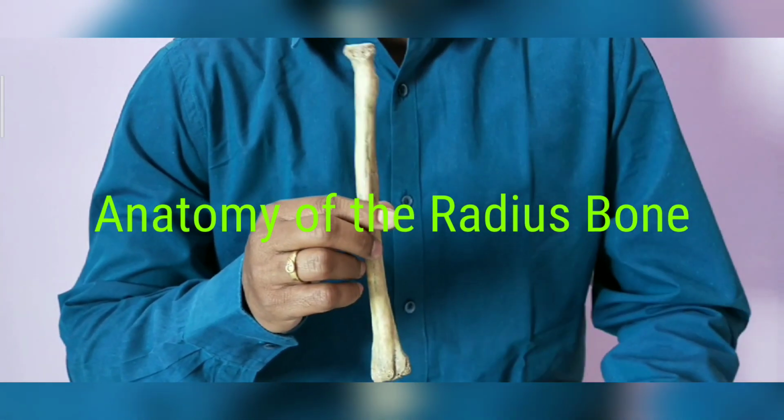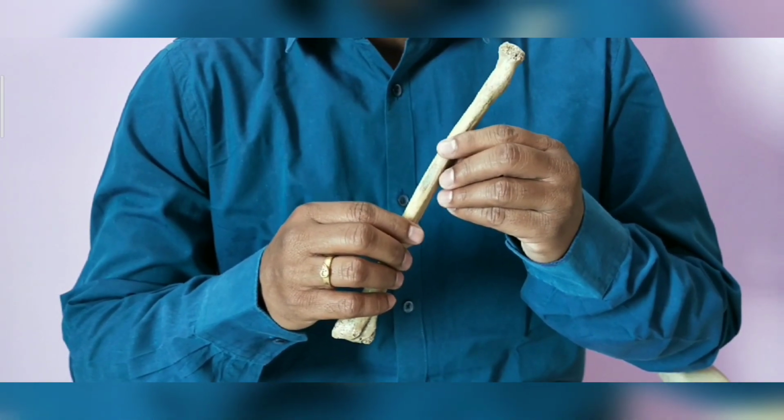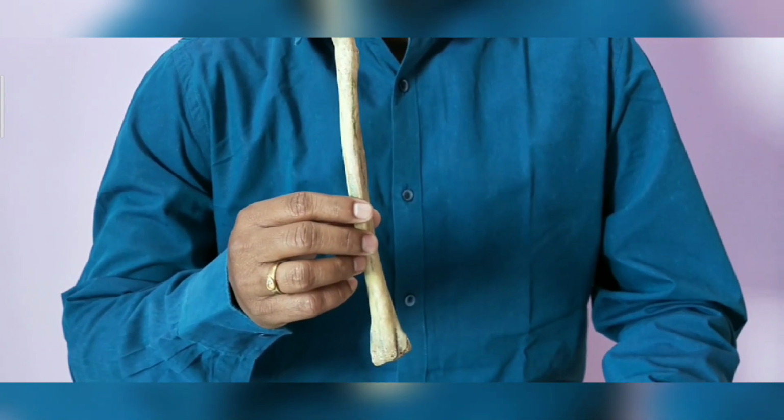Radius bone is one of the long bones of the upper limb. It is homologous to the tibia of the lower limb. It is the lateral bone of the forearm. So let's discuss the radius bone.